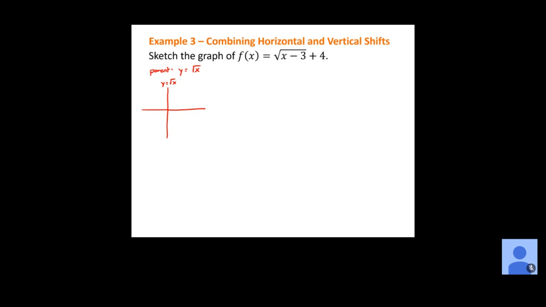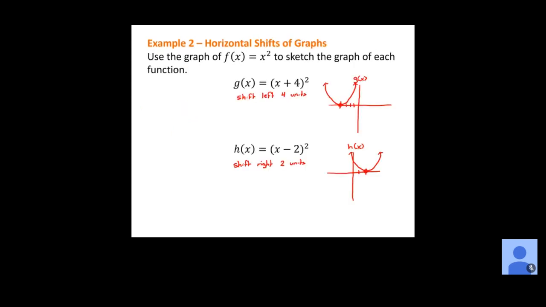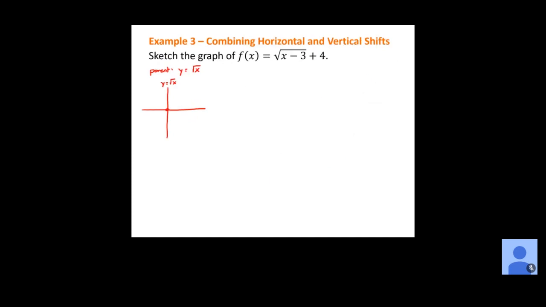What do we know about that graph? Okay, it goes up and to the right, and we start where? At the origin. Good. So we're going to start at 0, 0. It's going to open up and to the right. It levels out and curves out like that. Okay. So that's our basic square root of x function.